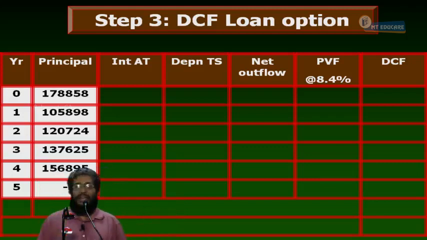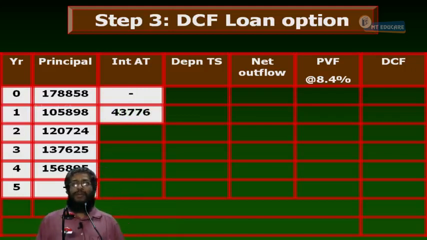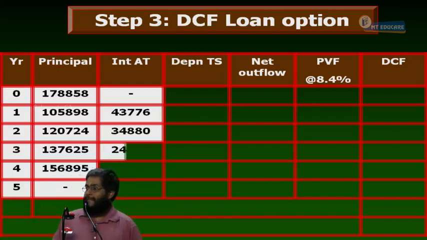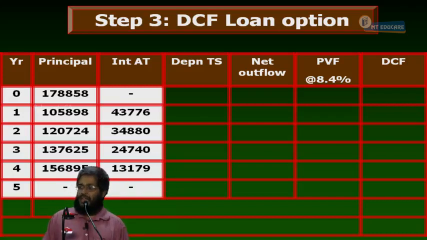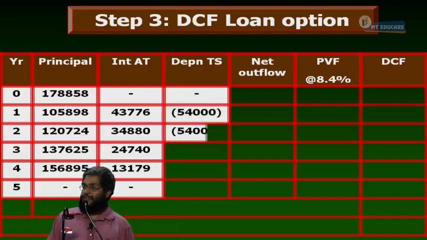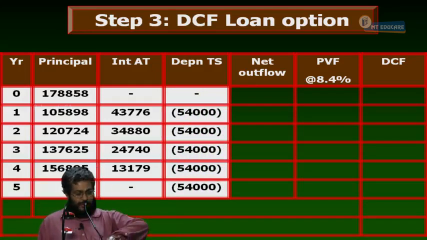Under the loan option, year 5 is nil. Interest after tax is the same as step 1, the last column you calculated. Tell me the numbers, everybody tell and write. Year 0 nil, year 1 43,776, then 34,880, 24,740, 13,179, and nil. Depreciation tax savings is 54,000 rupees. It is an inflow, so write it in brackets: 54,000 in each year, they are inflows.